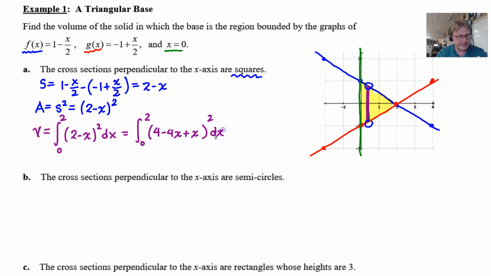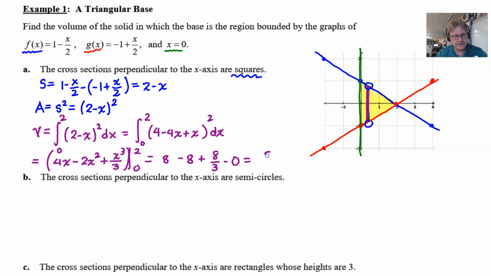And then when we integrate that term by term, we get 4x minus 4x squared over 2, which of course is 2x squared, plus x cubed over 3. Evaluate from 2 to 0. And then when we replace all of these x's with 2's, we get 8 minus 8 plus 8/3. And then, of course, subtracting 0 is just going to give us 8/3 as an answer. So there you go.